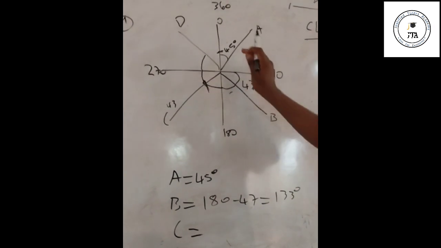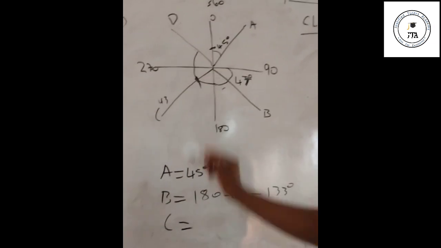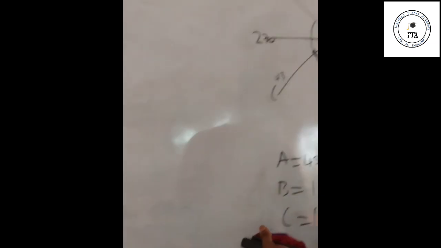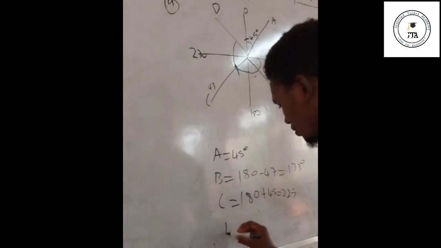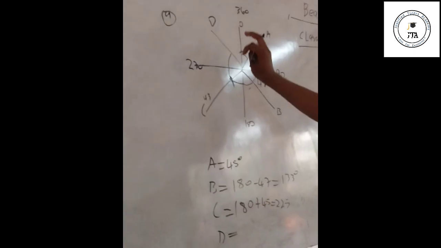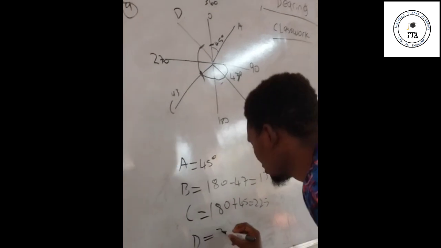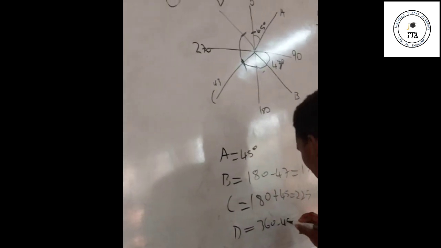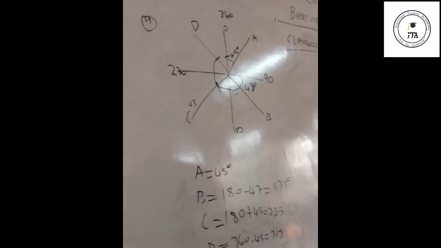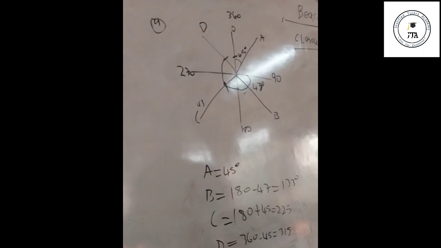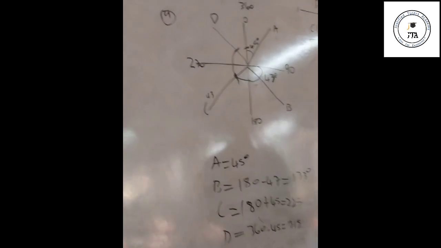So we do 0 to here, 180 plus 45. 180 plus 45 is equal to 225, if I'm not wrong. And then to get D, we go from 0 to this point here, so it will be 360 minus 45, which is equal to 315. Correct. Alright, so now that's it.